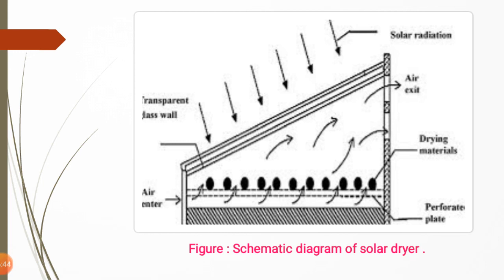That means the air comes, solar radiation is incident side by side, and there is a heating of the air, and this heated air, after passing through the agricultural product, escapes from the chamber. Again fresh air enters the chamber, and this process continues. This process requires 3 to 4 days for the drying of that agricultural product, and this is the schematic diagram of the solar dryer.